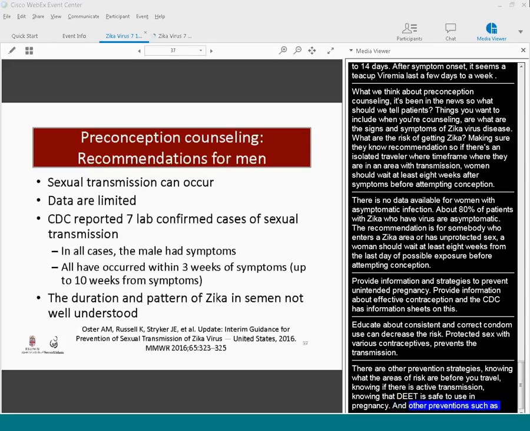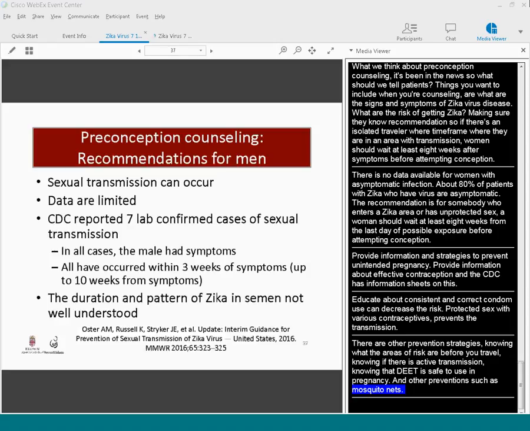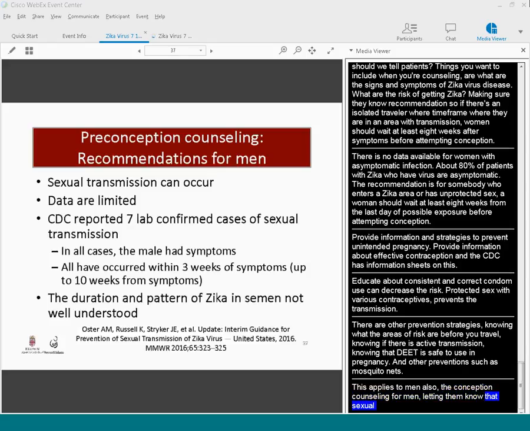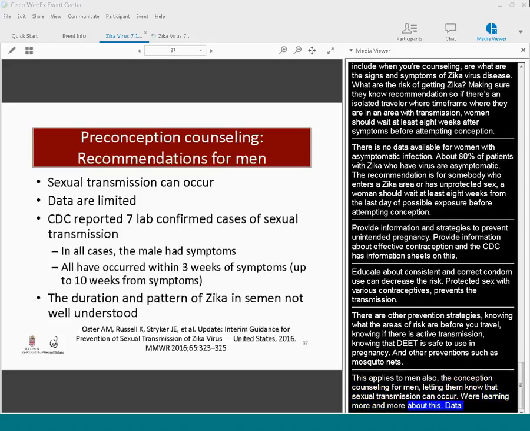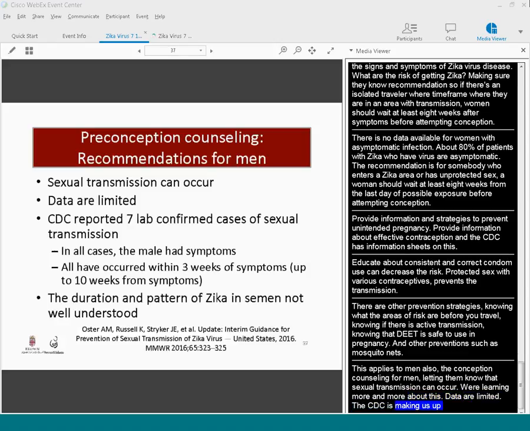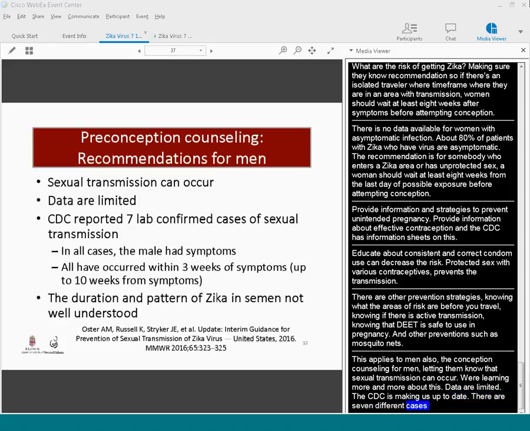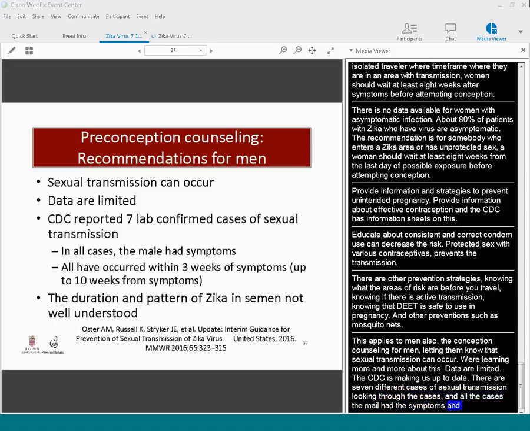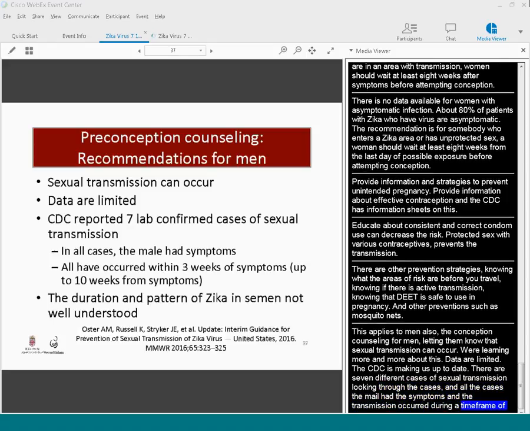This applies to men, too, so preconception counseling for men, not to forget about, letting them know that sexual transmission can occur. We're still learning, again, more and more about this. So data are limited, but the CDC is keeping us up to date. As of the MMWR in April, I believe the CDC had reported 7 cases of confirmed sexual transmission. Looking through those cases, it's important to see that really in all the cases, the men have symptoms, and transmission really seems to occur during a period of symptoms or viremia. So it seems like there's this time-limited window where transmission is most likely to occur.